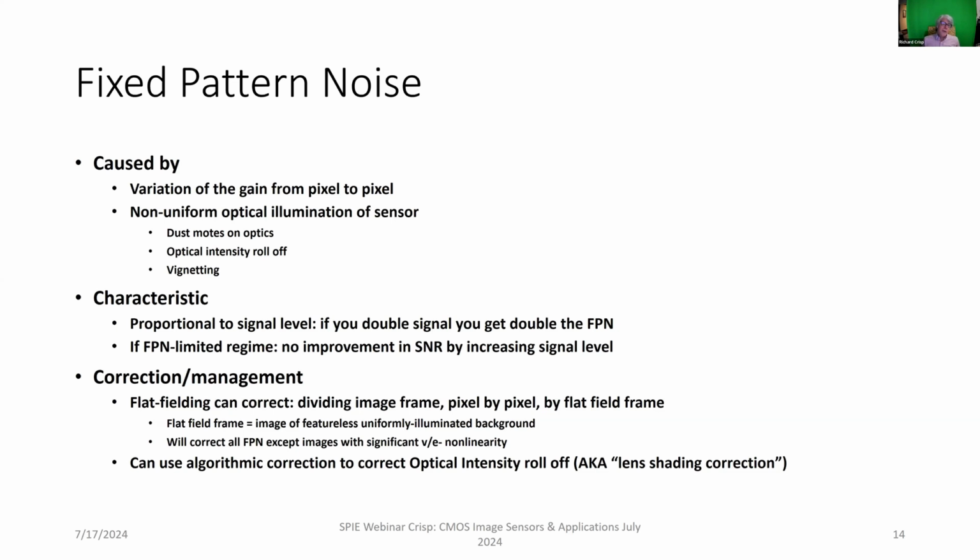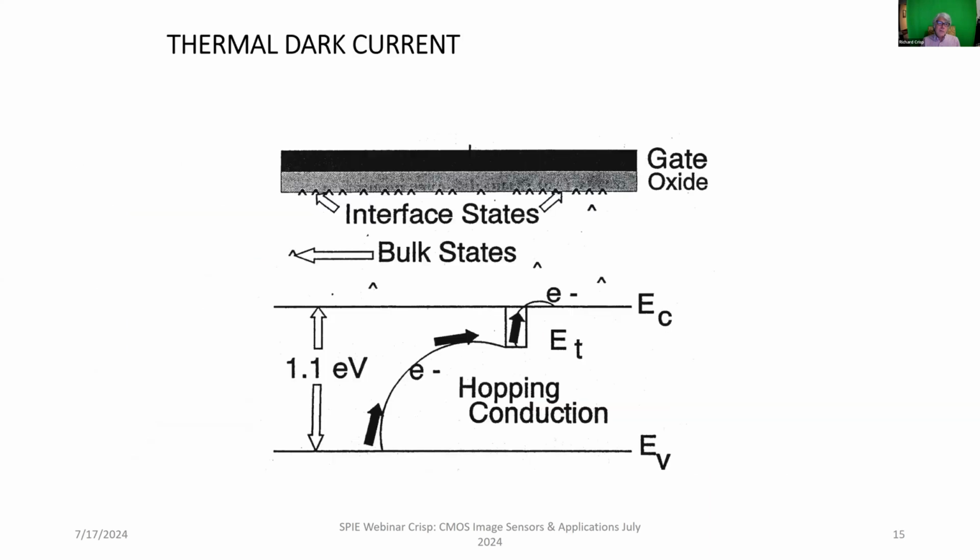I also mentioned the optical intensity roll-off. Since that can be algorithmically corrected just by making a lens model, a lot of times you'll see, particularly with CMOS image sensors that have an on-chip signal processor, some built-in functions of doing lens shading correction, as they'll call it. And that can compensate for the intensity variation from the center of the lens to the edges of it. So those are the key things with fixed pattern noise.